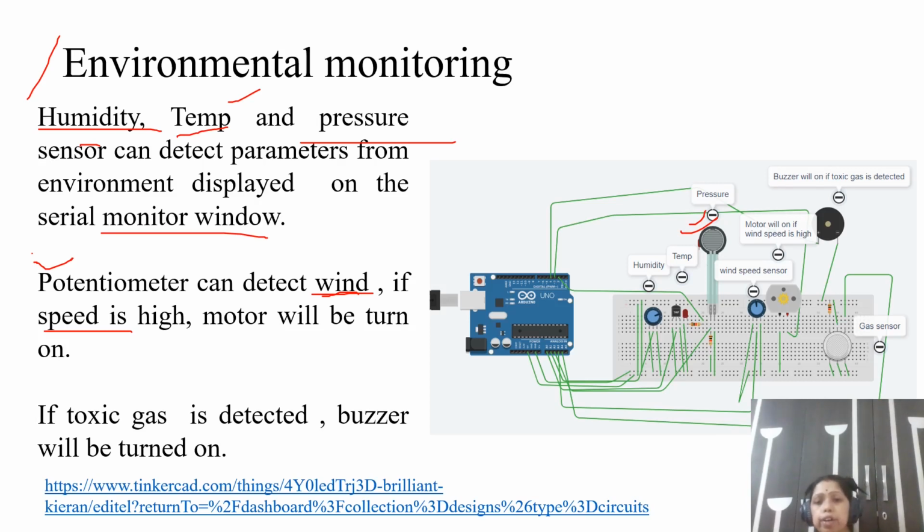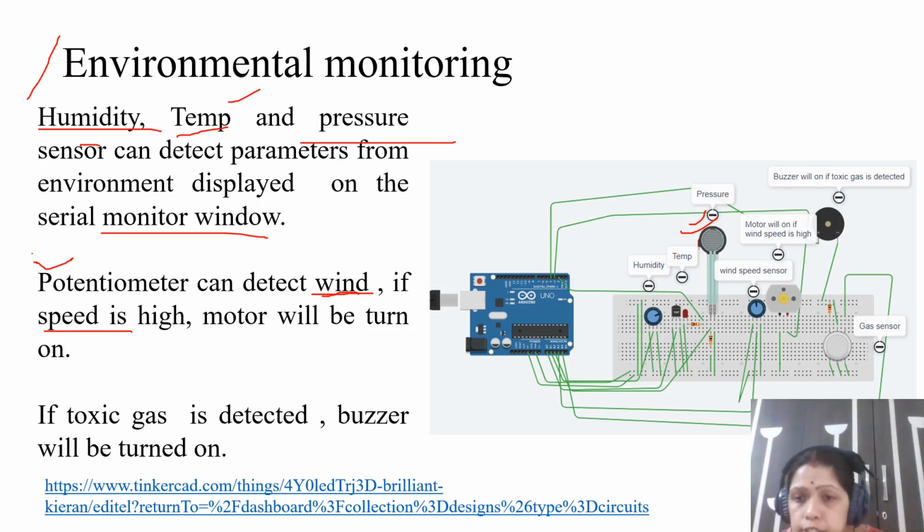Okay, from the environment you can also measure one more parameter, that is the gas sensor, right? Various kinds of gas sensors are available, but for toxic gas we can use different sensors. Here I use the gas sensor for measuring normally carbon monoxide, any kind of toxic gas. If toxic gas is present in or near your room, the buzzer will be turned on. Suppose in a monitoring room the gas sensor is connected. If any toxic gas is there, the gas sensor will detect that particular toxic gas, and the buzzer will be turned on. Okay, that is the concept, right?